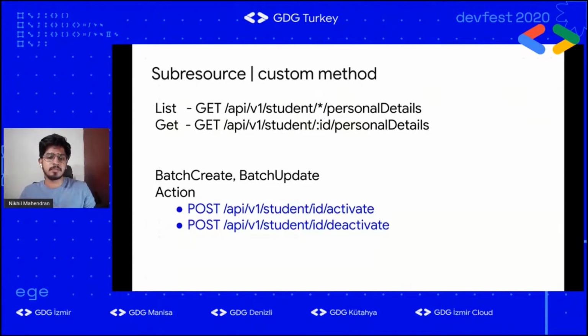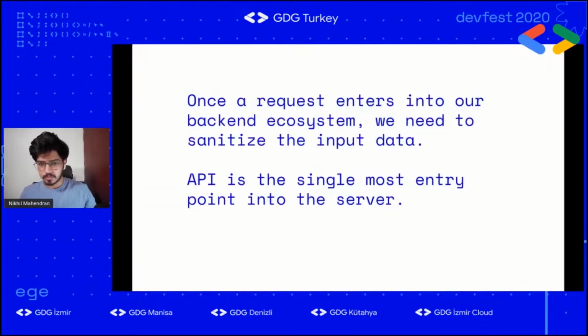We assume it like a sub-resource and we use it. So this is all about sub-resource. Next, we'll look at input validation.